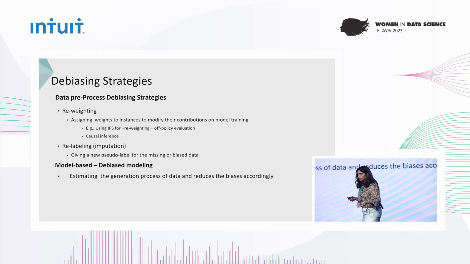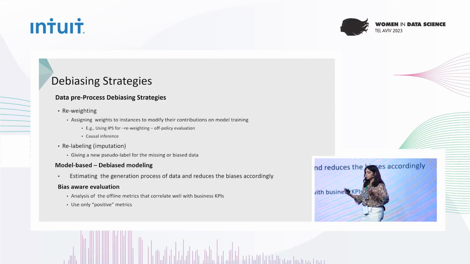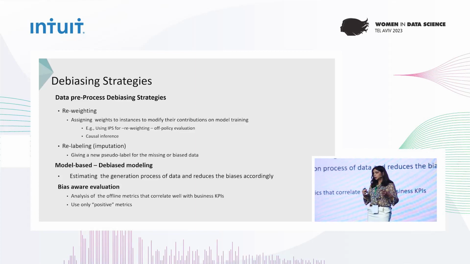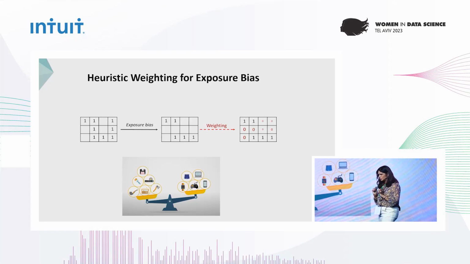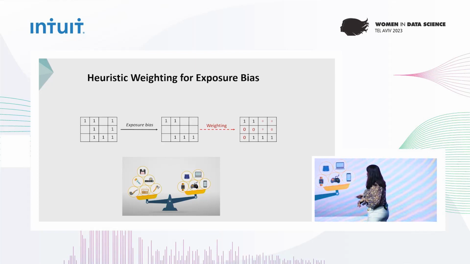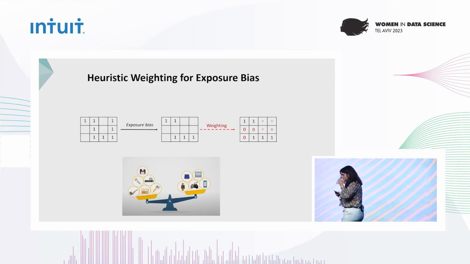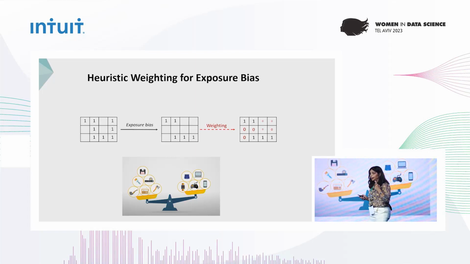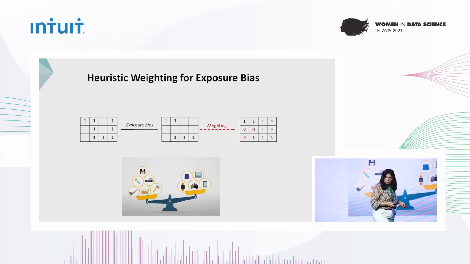And then we have a model-based, while modeling, and then a post-process, like evaluating with bias-aware evaluation, looking at different metrics, and so on. So let me give you some hints on some methods of debiasing. For example, if you remember the exposure bias, you could reweight some of the instances heuristically. A simple intuition would be that very popular items that are not interacted with are probably more negative than non-popular items.